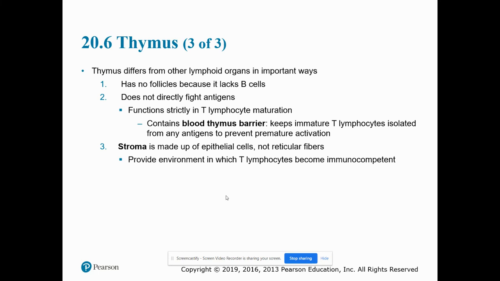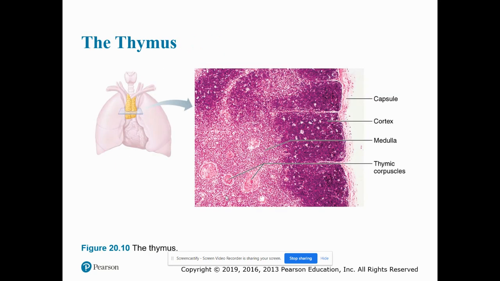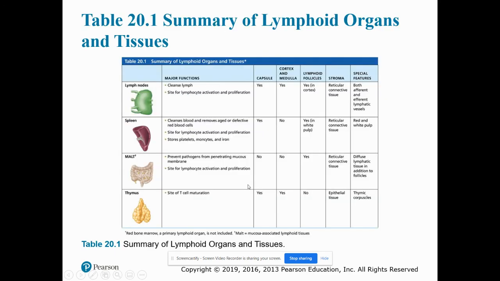And then the stroma, this is a really big difference. The stroma is made up of epithelial cells, not reticular fibers, and this provides an environment in which T lymphocytes become immunocompetent. So outer capsule, cortex, medulla, thymic corpuscles, where the T regulatory cells are developing.